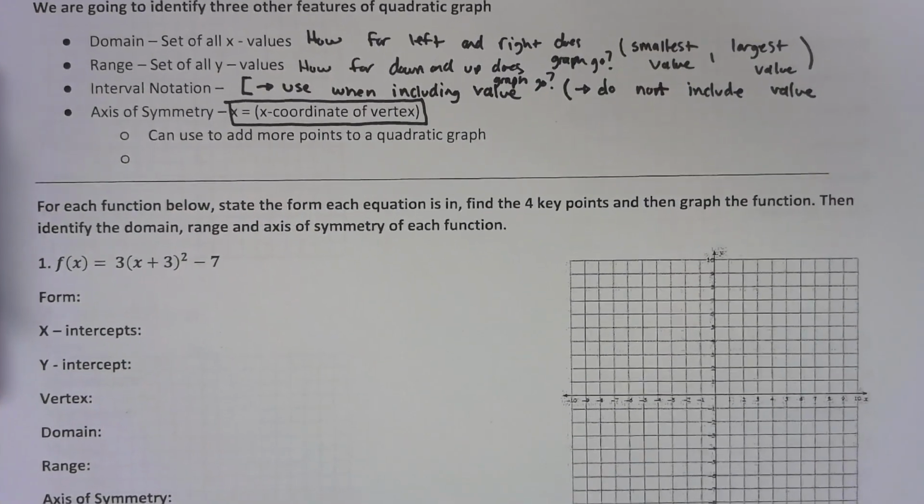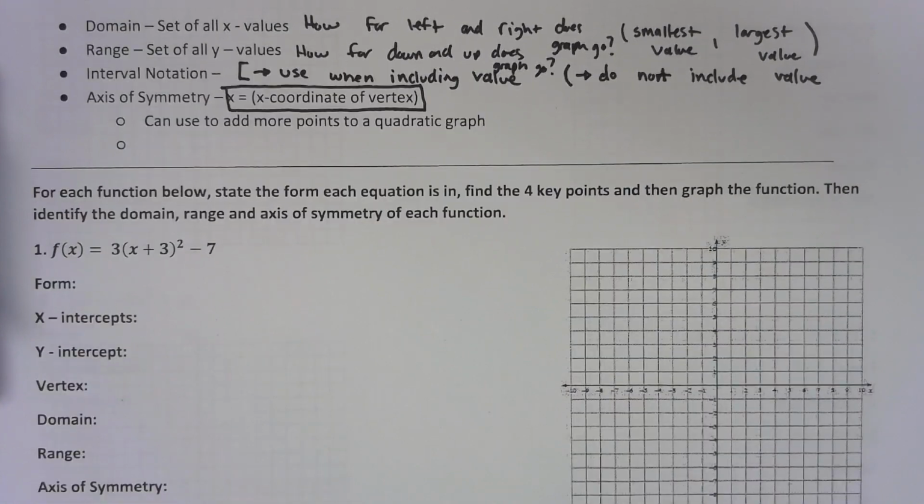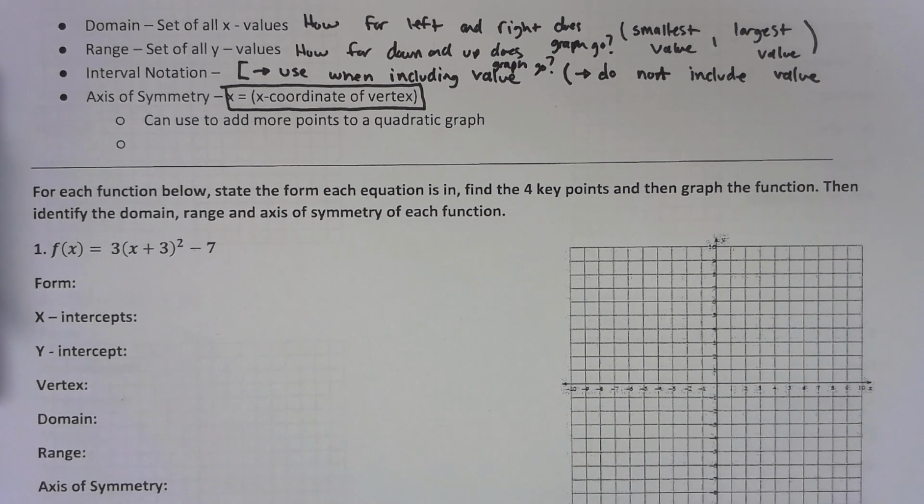So we're going to do 2 examples. And again, starting with the form and going through all these key features. And then we'll also talk about domain, range, and axis of symmetry. So also review from what we've been doing. So number 1. Again, if you don't look at that and identify it as vertex form, you need to study that form sheet that I gave you all on Monday.